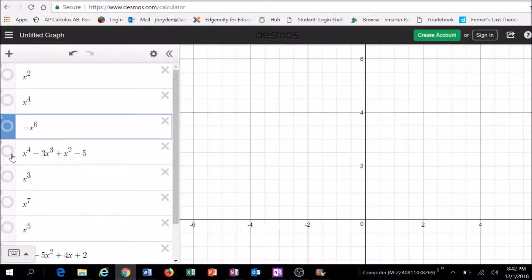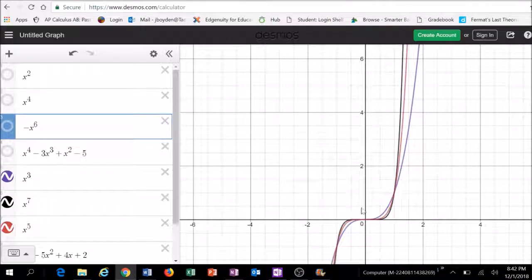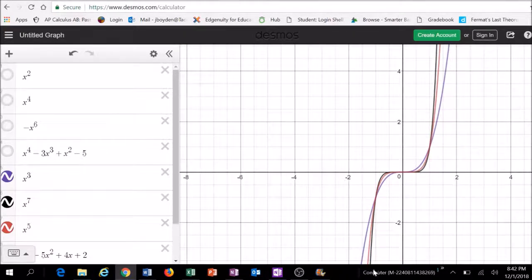Okay, I'm going to turn these off. I'll turn these guys on. And so look, again, similarities. So all three of them have this sort of S-curve feature to them. On the right, they're pointing up, and on the left, they're pointing down.